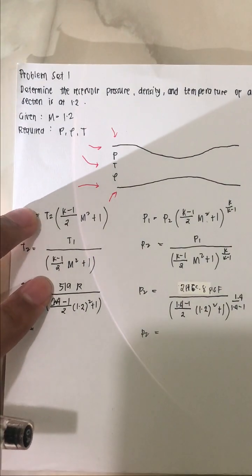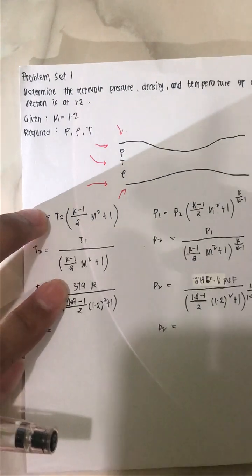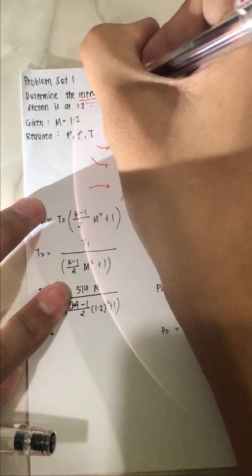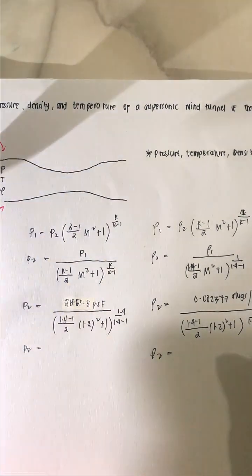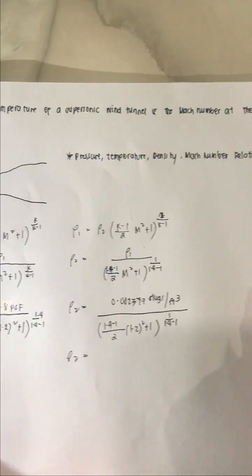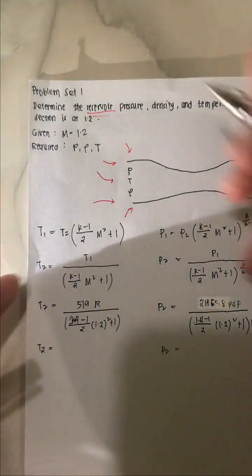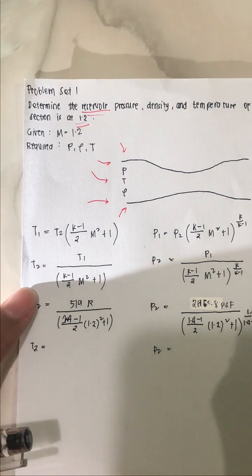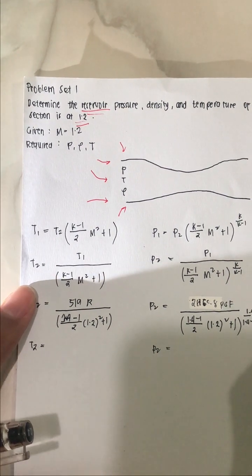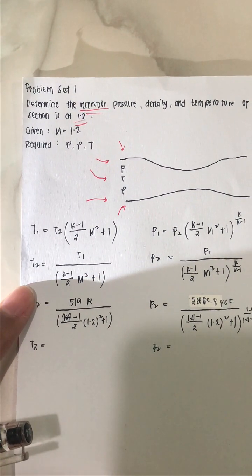So for the problem, determine the reservoir pressure, density, and temperature of the supersonic wind tunnel if the Mach number at the test section is 1.2. So we have a given Mach number of 1.2 and we are tasked to find the pressure, density, and temperature in the reservoir.